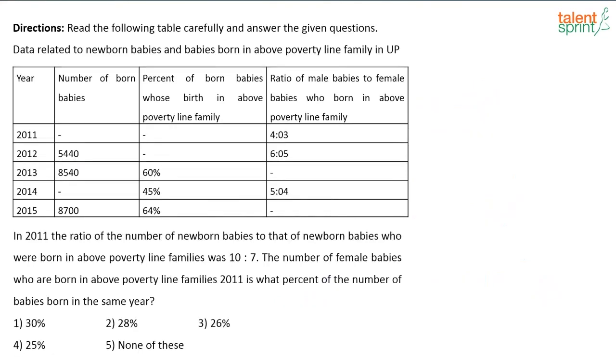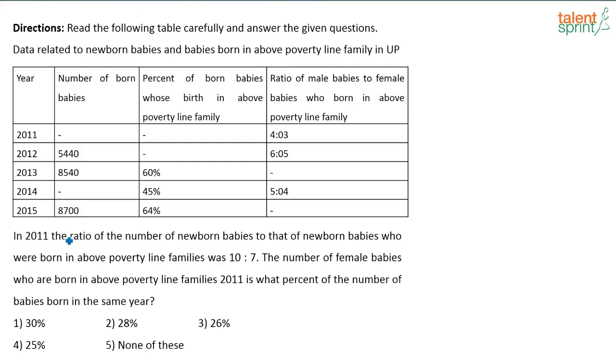Next question from the same set. In 2011, the ratio of the number of newborn babies to that of newborn babies who were born in above poverty line families was 10:7. The number of female babies who are born in above poverty line families in 2011 is what percentage of the number of babies born in the same year? This is a very, very easy question.